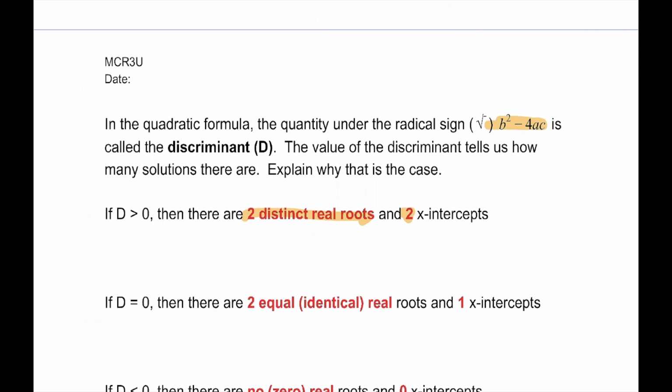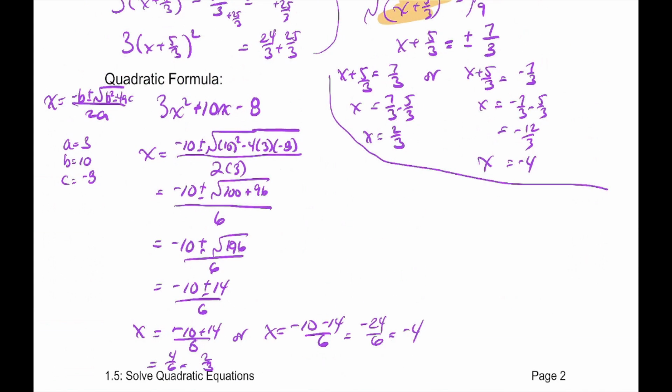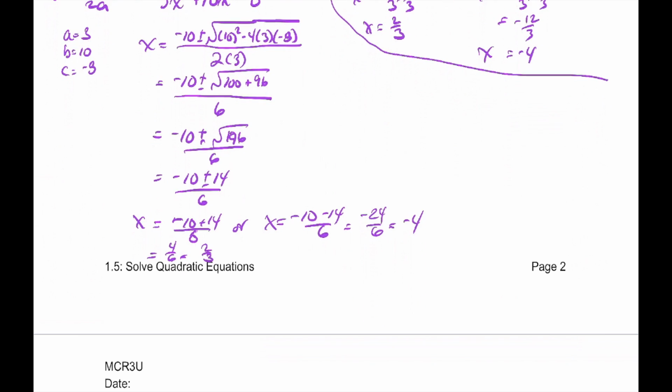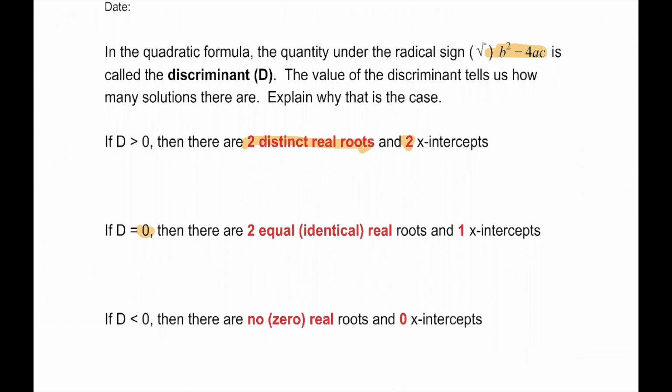Because when you square root a positive number, we're always going to get 2 answers, a positive answer and a negative answer. However, when the discriminant is 0, well, the square root of 0 is just 0. So really, when we look at the quadratic formula, this disappears. So the solution is really minus b over 2a. That sounds kind of familiar. That came back from partial factoring. Really the x-coordinate of the vertex. But there's only one intercept. So how we could describe this is there's 2 equal and identical real roots.